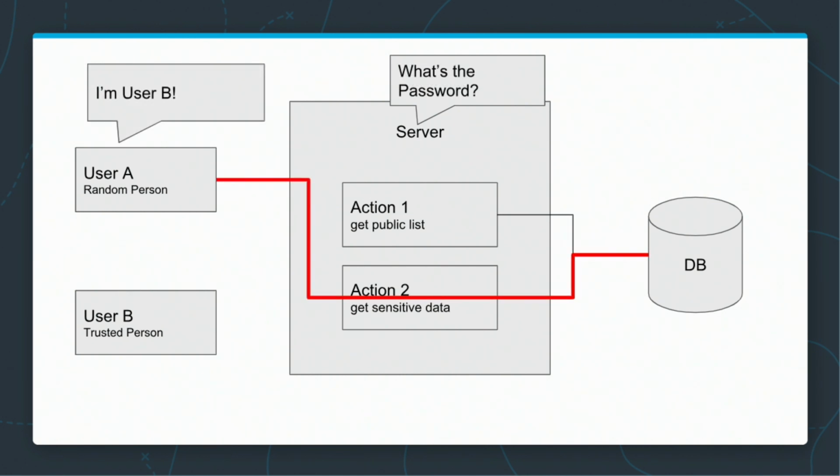But now, what if user A just claims they're user B? Well, you've probably seen before, there are passwords to authenticate whether a person is who they say they are. If user A doesn't have user B's password, the server should reject that request.